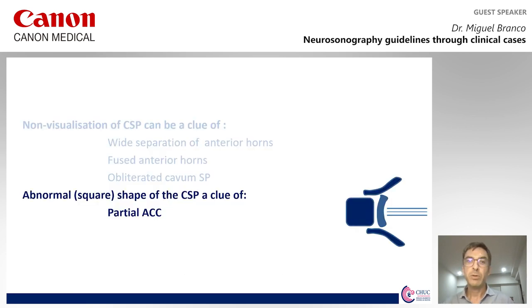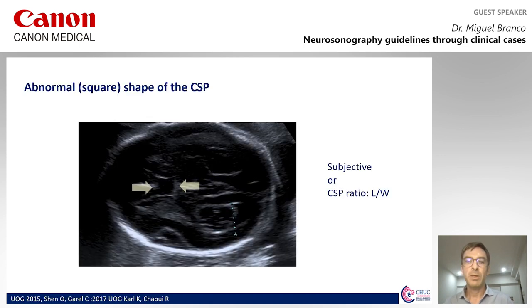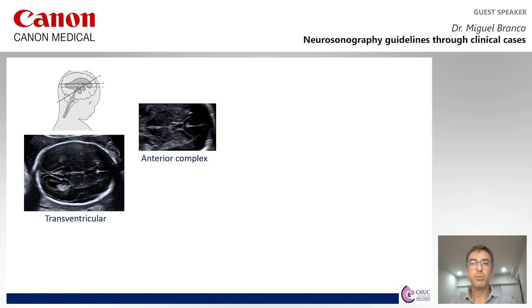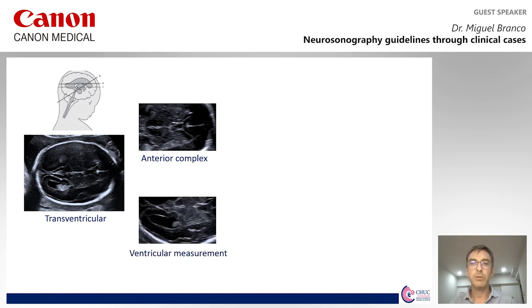An abnormal squarish shape of the CSP is a clue of partial agenesis of the corpus callosum. In this situation, we have a shorter and wider, squarish CSP, and in sagittal view, we could diagnose a hypoplastic corpus callosum. In a routine screening, we should also evaluate and measure the distal atria.